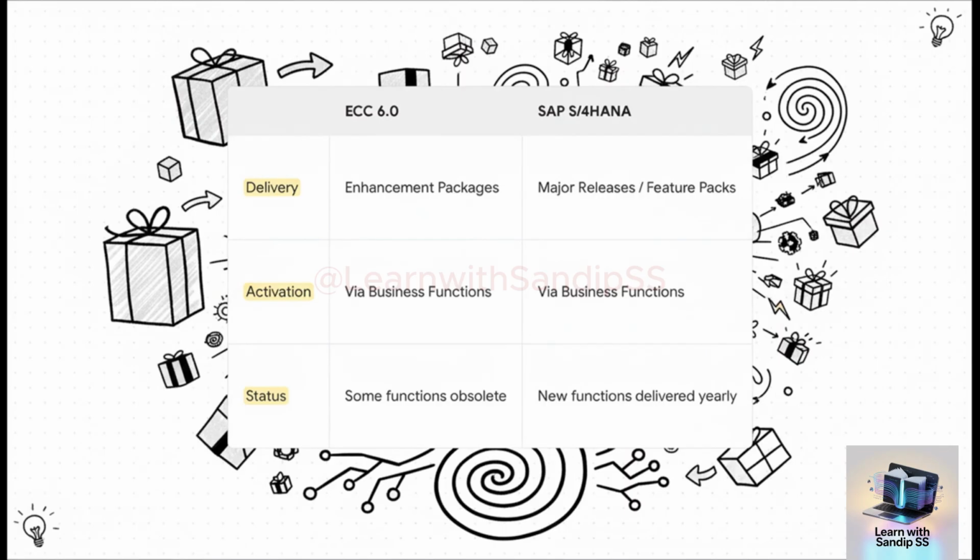You know, it's also really important to understand how the system itself evolves over time. New features are switched on using something called business functions. But the way those functions are delivered has changed a lot from the old ECC system to S4HANA. We've moved from these huge, infrequent enhancement packages to more regular major releases and feature packs. Just knowing this helps you stay current.